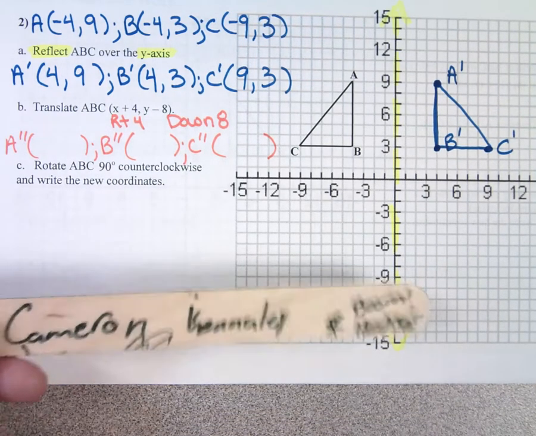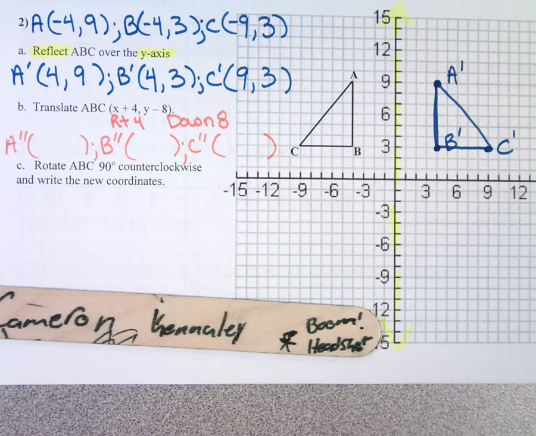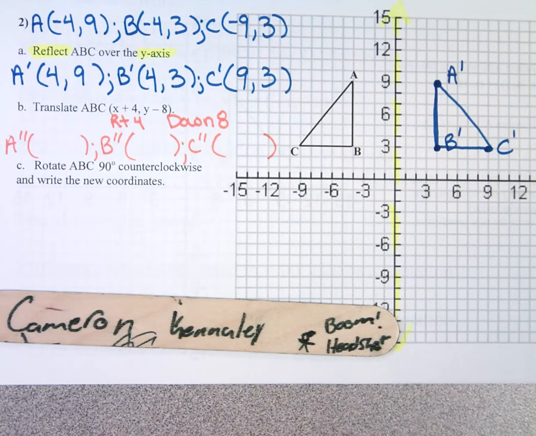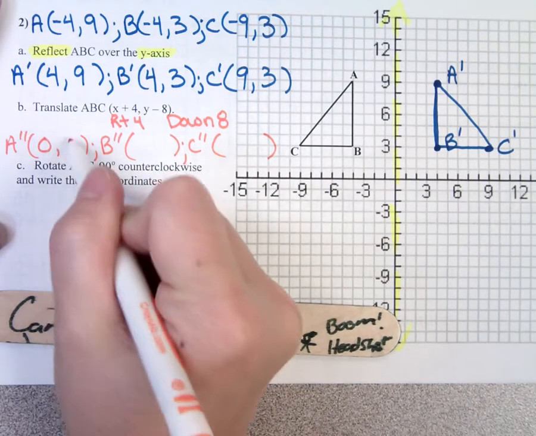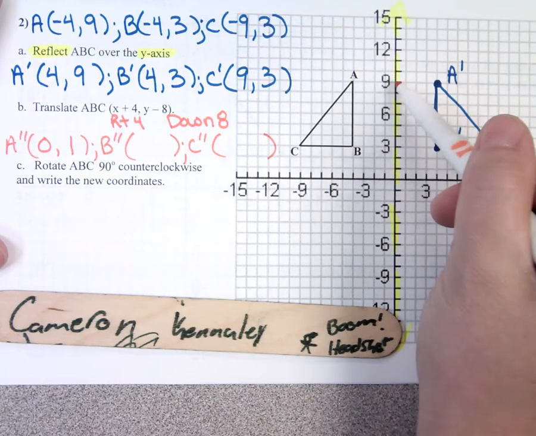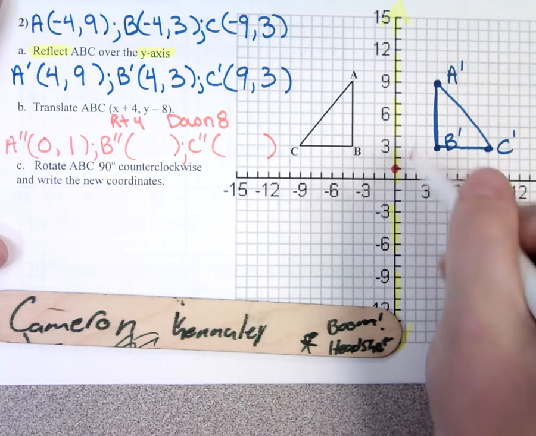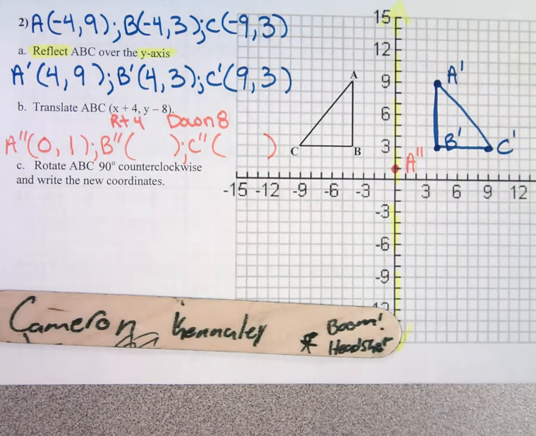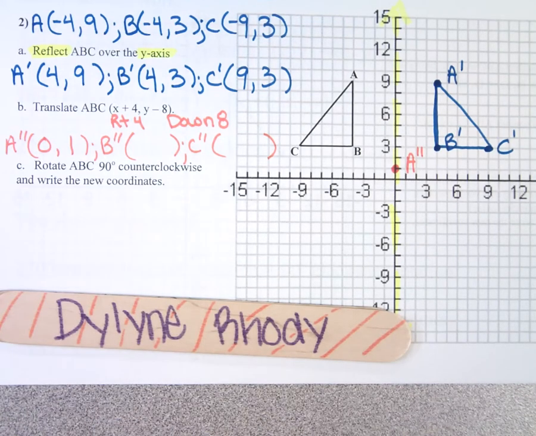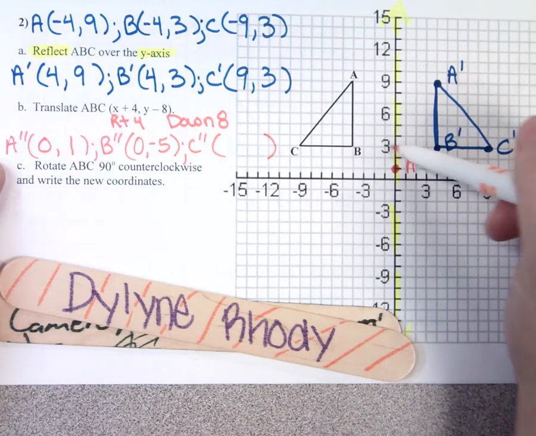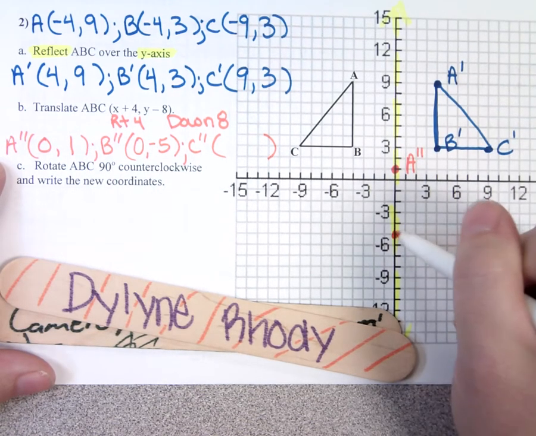Okay, if you guys could let me listen. Okay, Cameron, I drew you. Where is your new A? 0, 1. Good, because A goes right 4 and down 8, and after it goes right 4 and down 8, it does land right there at the 0, 1. So that's the new A double prime. Delyn, how about your new B? Good. 0, -5. So B did the same thing. It went right 4 and down 8, so it landed at 0, -5.